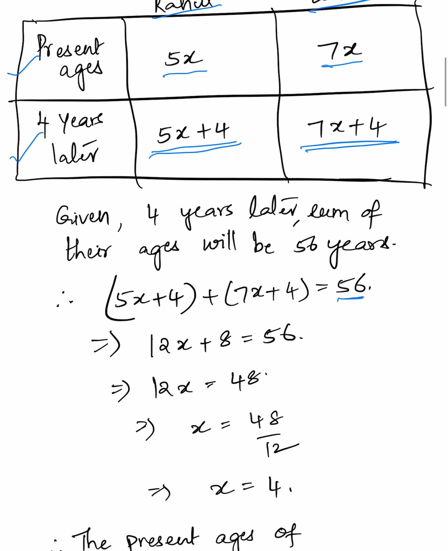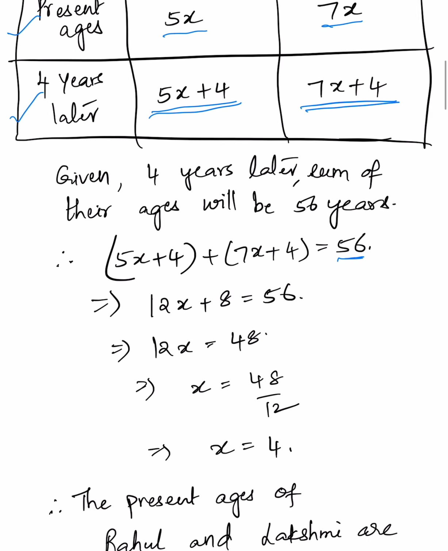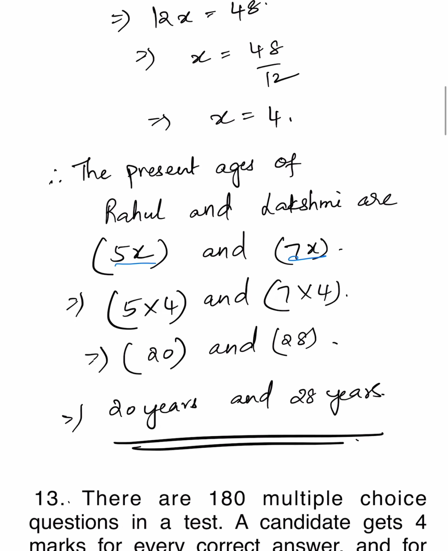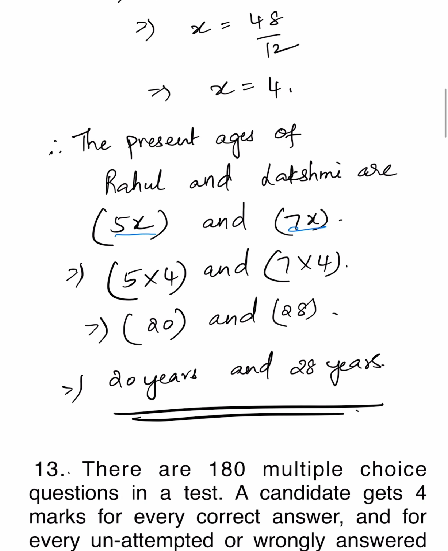Therefore, 12x plus 8 is 56. 12x is 48. x is 48 by 12, that is 4. So, the present ages of Rahul and Lakshmi are 5x and 7x. Therefore, 5 into 4 and 7 into 4, that is 20 and 28. 20 years and 28 years are the present ages of Rahul and Lakshmi.